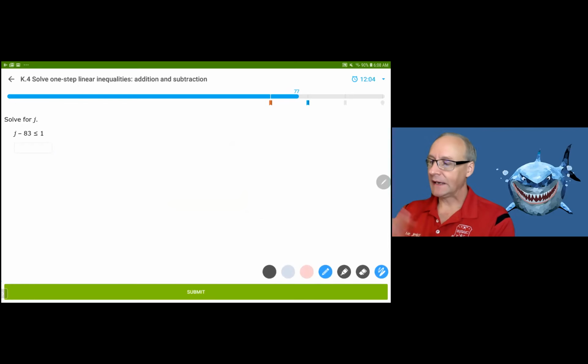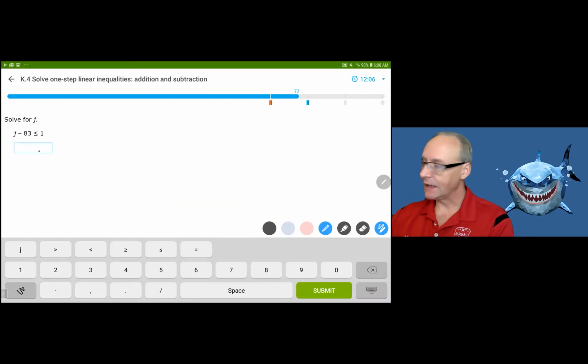In this one, we're going to add 83 to both sides and get j. J is less than or equal to 84.